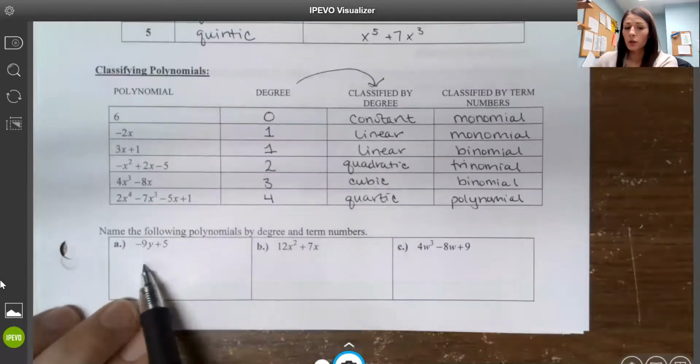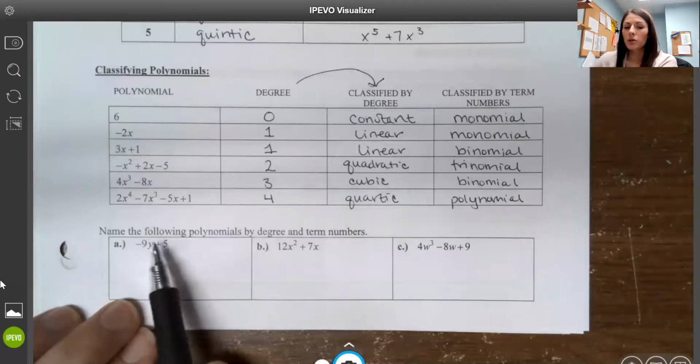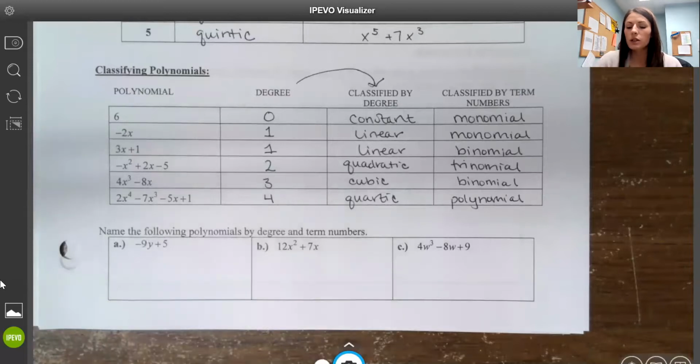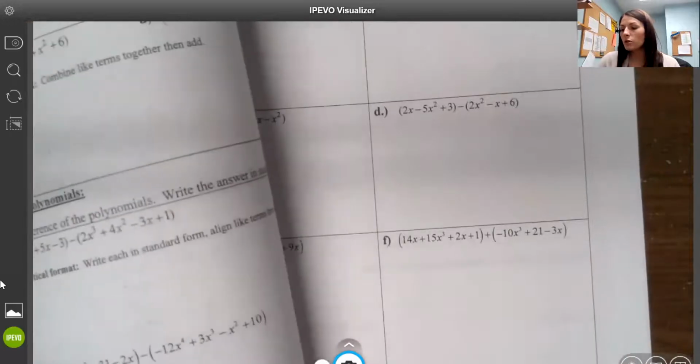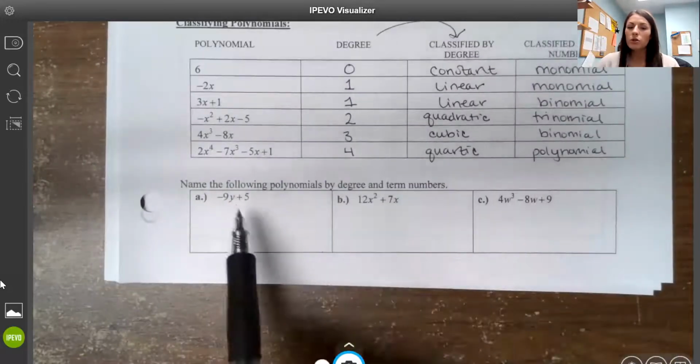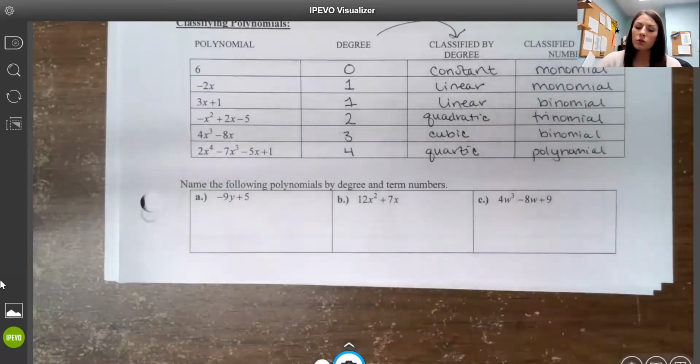So now what I'd like you to do is go ahead and complete A, B, and C and classify by both degree and number of terms, and then continue the video and see how you do. I should actually say it goes on to the next page. So you want to do A through F, classifying each of those polynomials using 2 words, one for degree and one for number of terms.